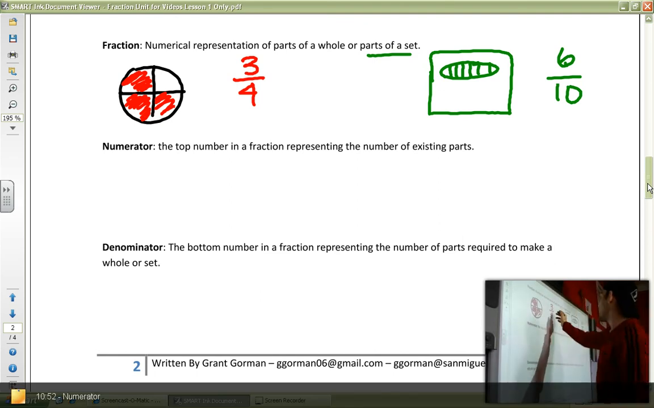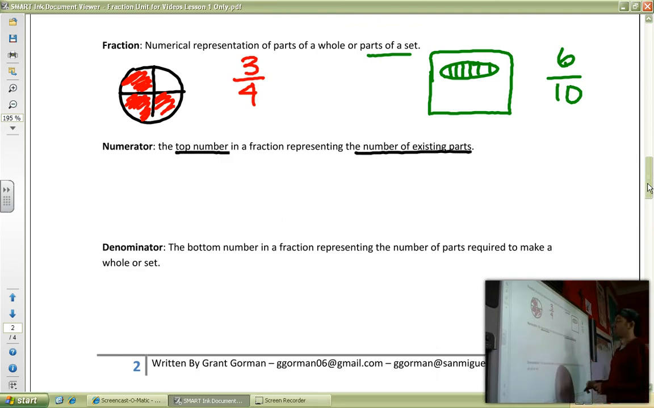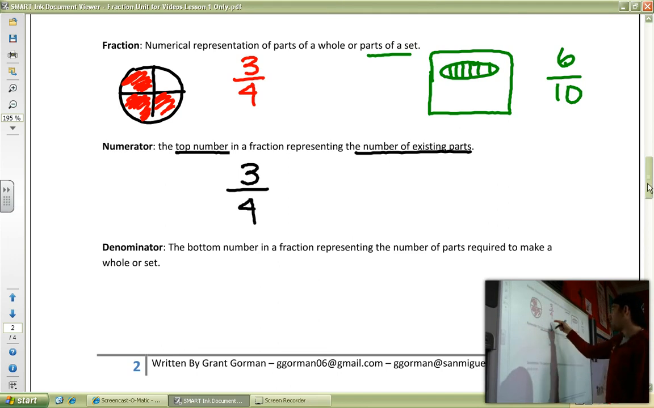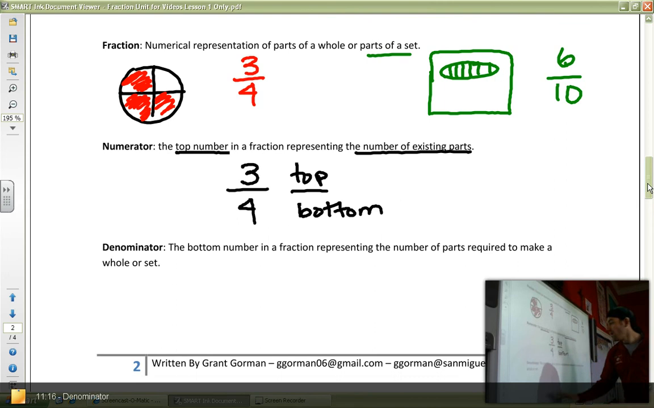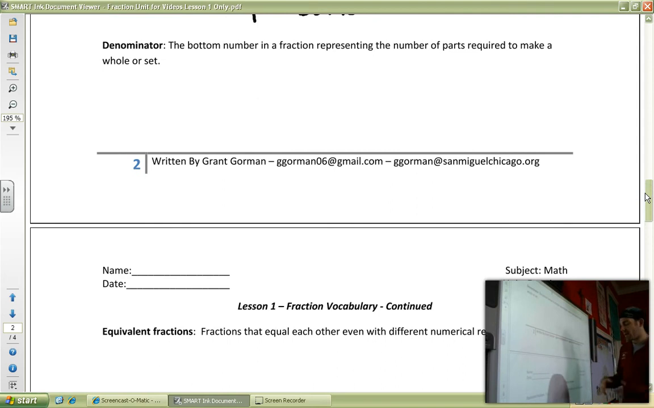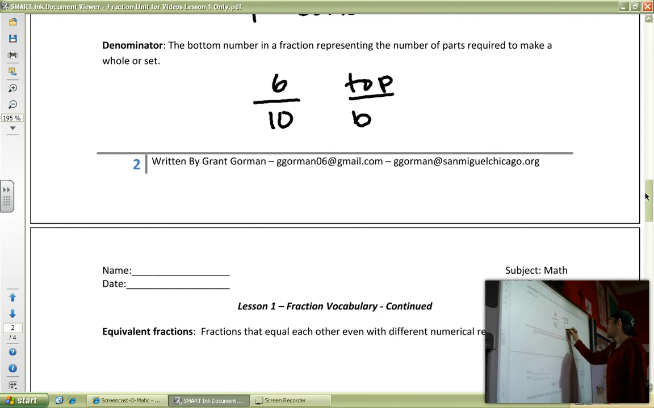Numerator. Let's look at our pizza again. Our numerator is the top number in the fraction, and it represents the number of existing parts, the number of parts that we have. I have 3 pieces, so my numerator is 3 out of 4 total. Top, bottom. For our denominator portion, I'm going to pull this down, but we're going to keep our marker example. We had 10 markers to make a set, so I'm going to put 10 down here because that's how many it takes to make a full box of markers. We only had 6. Again, top, over, bottom.